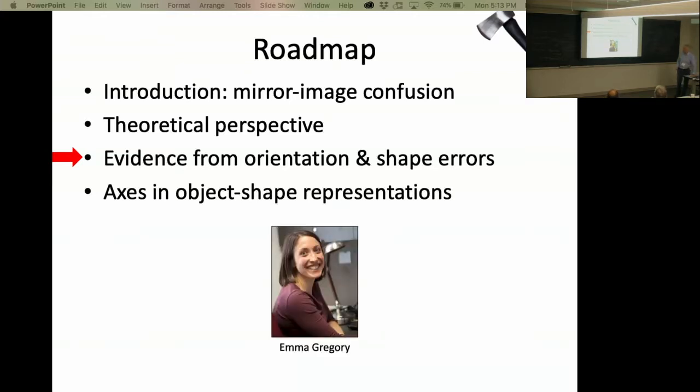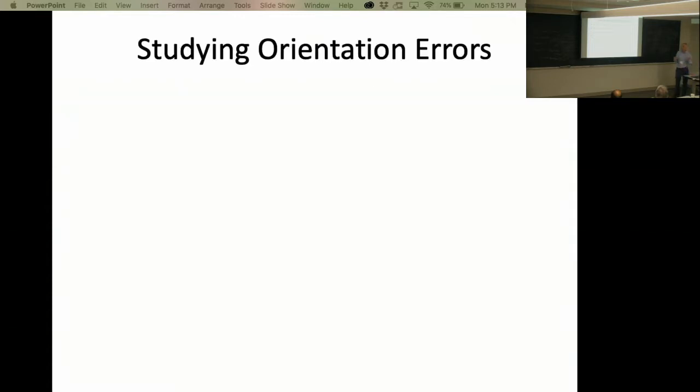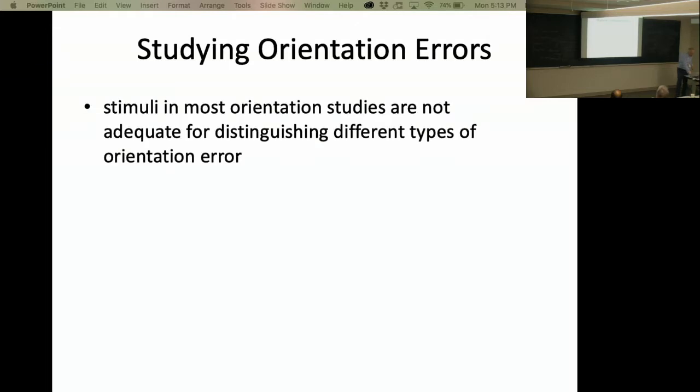Okay, let's look at some evidence now. And the studies I'll talk about at this point were done with Emma Gregory, who was a graduate student in my lab at the time. Now, there's been a fair amount of research on orientation errors, but for the most part, the stimuli that have been used haven't been adequate for distinguishing all these different types of errors that I've been talking about, and that includes some of my own studies.